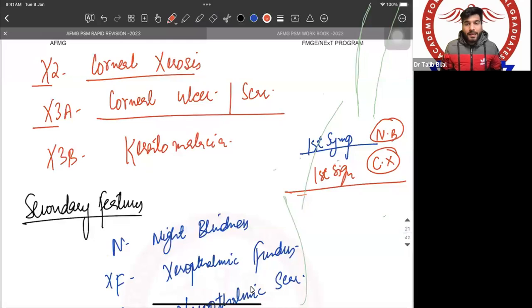Anyone, any doubt from the vitamins that I've discussed, guys? You don't have to go deeper into the vitamins. Just remember the names and the deficiencies. Remember the main deficiency. Is that clear?